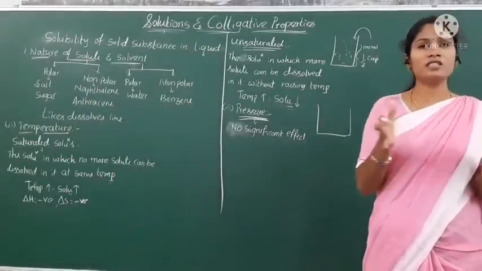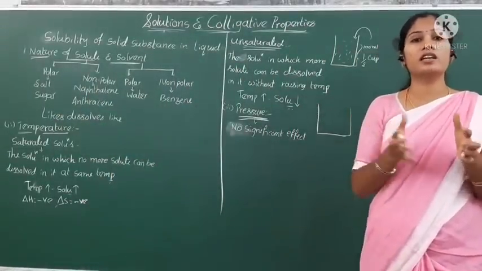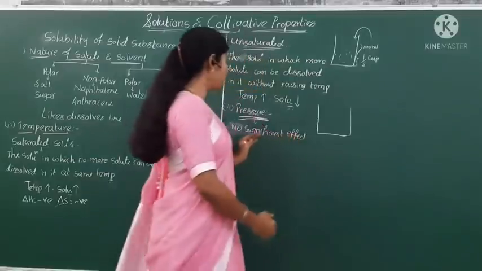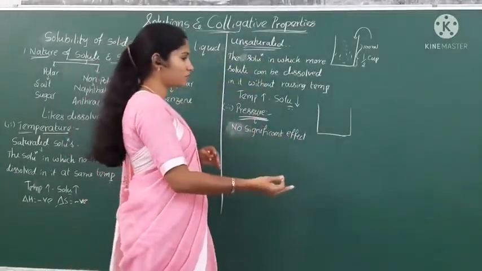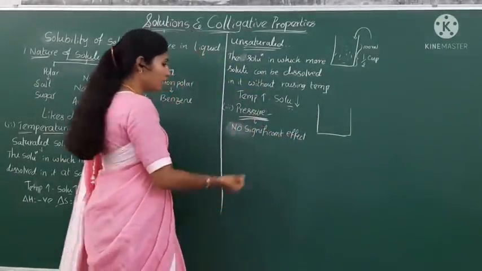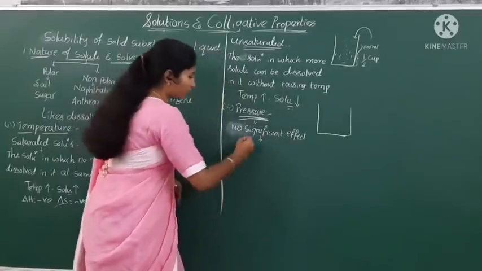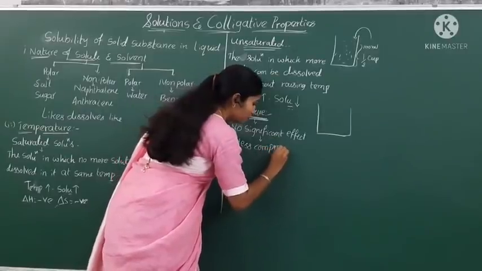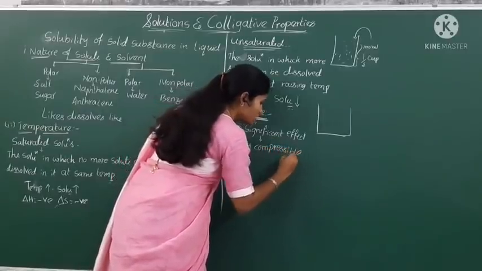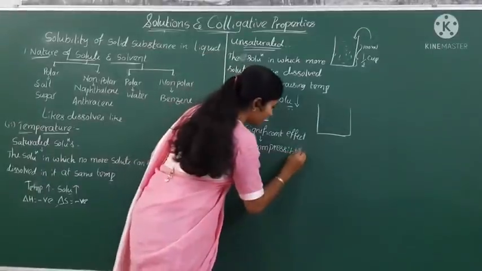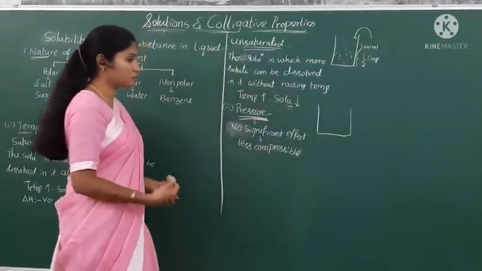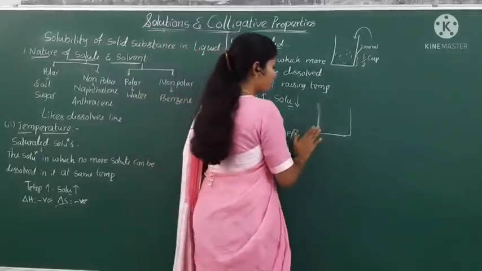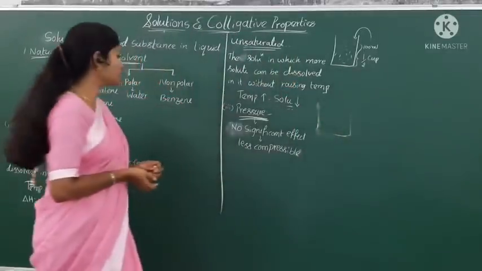When we press solids and liquid substances, the compressibility is very low compared to gases. So the pressure is not showing that much effect on the solubility of solid substances in liquids. Why is it not showing a significant effect? Because of the low compressibility. That is about the solubility of solid substances in liquids.